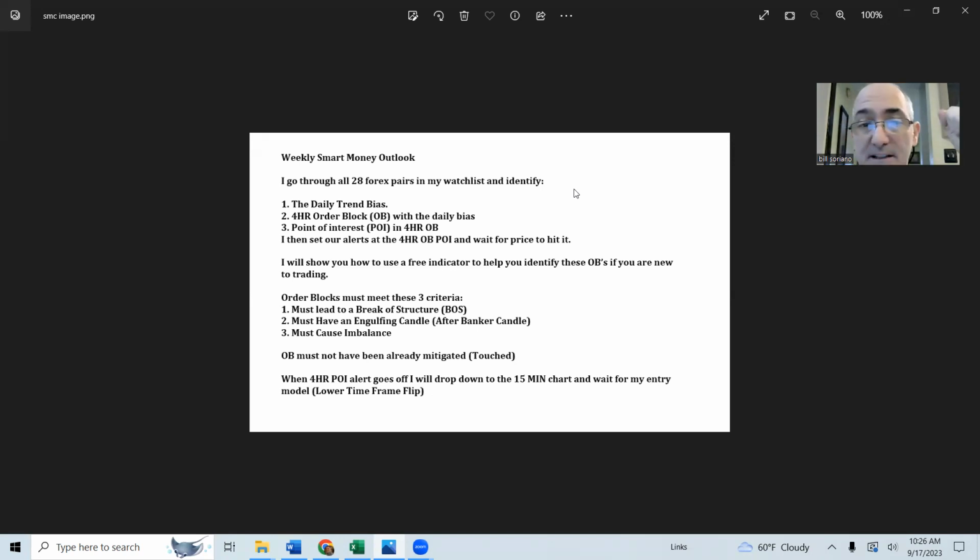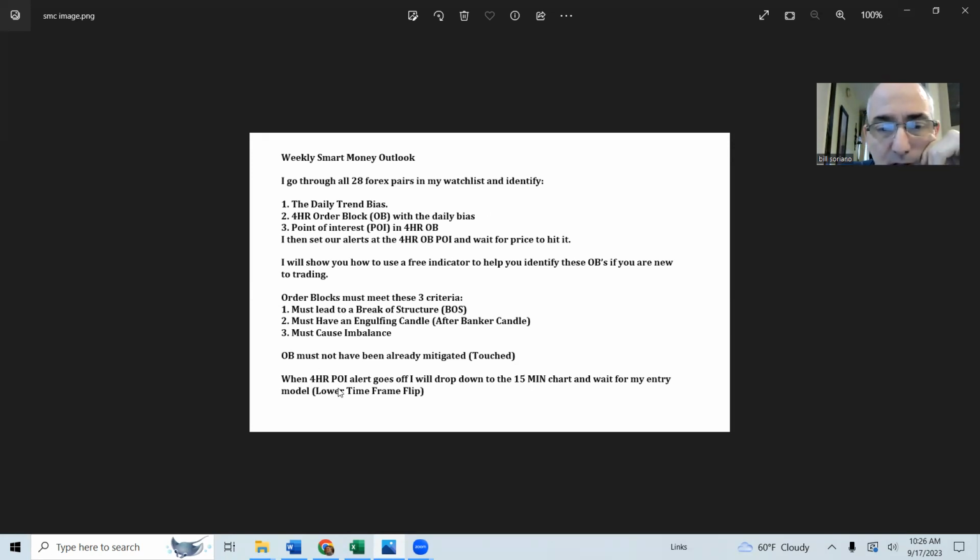These order blocks must meet 3 criteria. They must lead to a break of structure. There must be an engulfing candle after the banker candle that identifies the order block, and they must have imbalance, right? They also must not have been mitigated or touched before, right? Now, if you don't understand any of these terms, well, obviously you guys understand because you're in my group here.